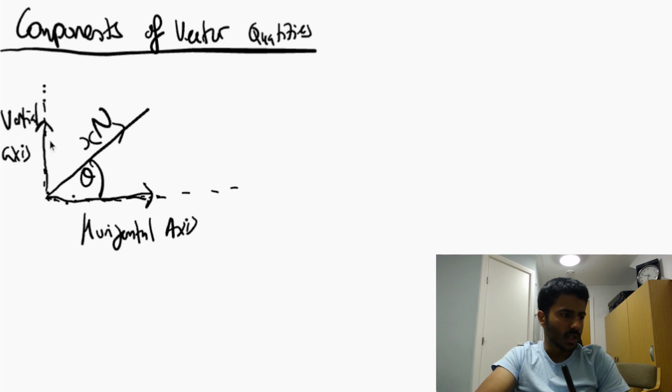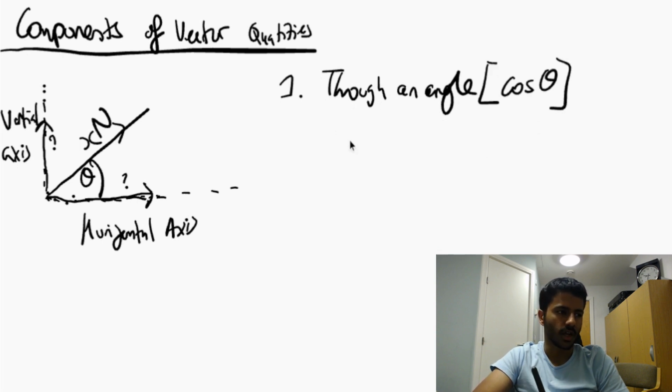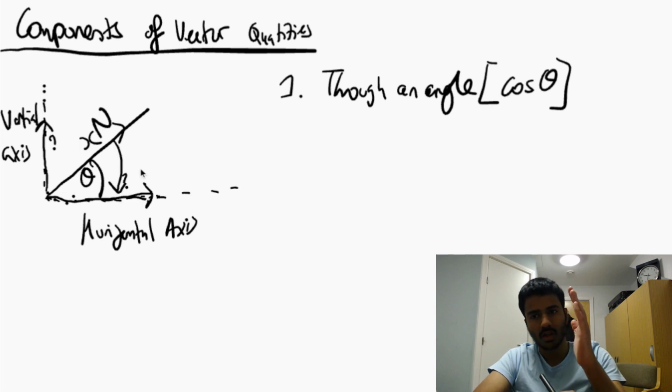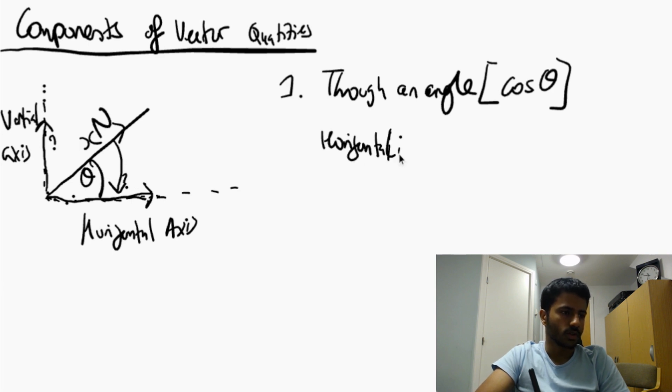And you want to find out what is that length and what is that length. And here's the trick. Whenever you move through an angle, you use cos of theta, given that theta is your angle. So in this case, if I'm moving towards a horizontal axis, you can see I'm moving through that angle. I'm moving through this angle, down where the angle is. So in this case, the horizontal component is x cos theta.